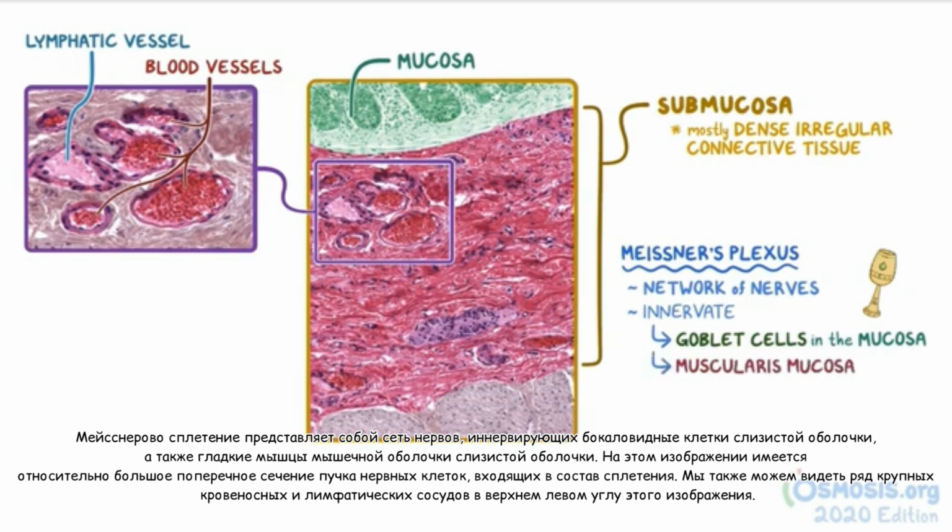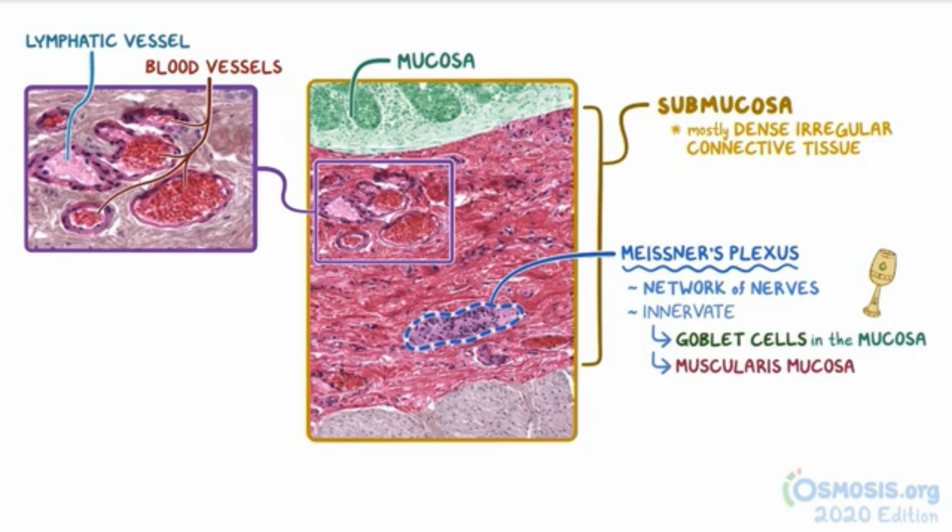In this image, there's a relatively large cross-section of a bundle of nerve cells that are part of Meissner's plexus. We can also see a number of large blood vessels and a lymphatic vessel in the upper left of this image.